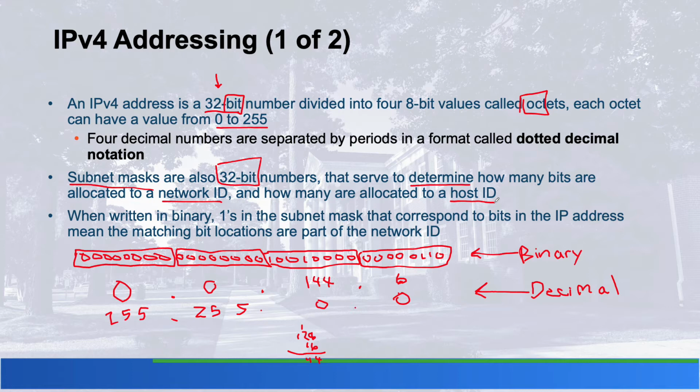When written in binary ones, the subnet mask corresponds to the bits in the IP address. So they match up. They're the same length.